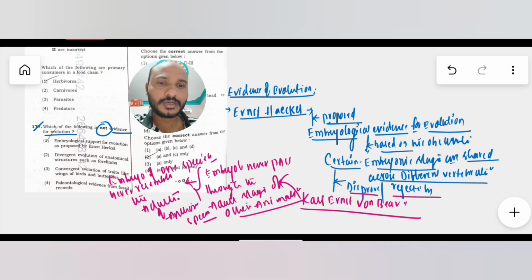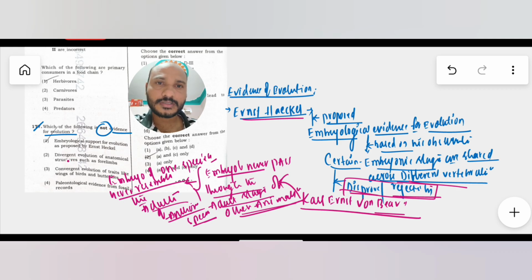It means that all vertebrates share some characters during the embryonic stage. This statement was made by Ernest Haeckel. He said that only certain embryonic stages share characters across different vertebrates, but this statement was disproved or rejected by Karl Ernst von Baer, who said embryos never pass through the adult stage of other animals. Why? Because embryos of one species never resemble the adult of another species. So by this statement we can conclude.